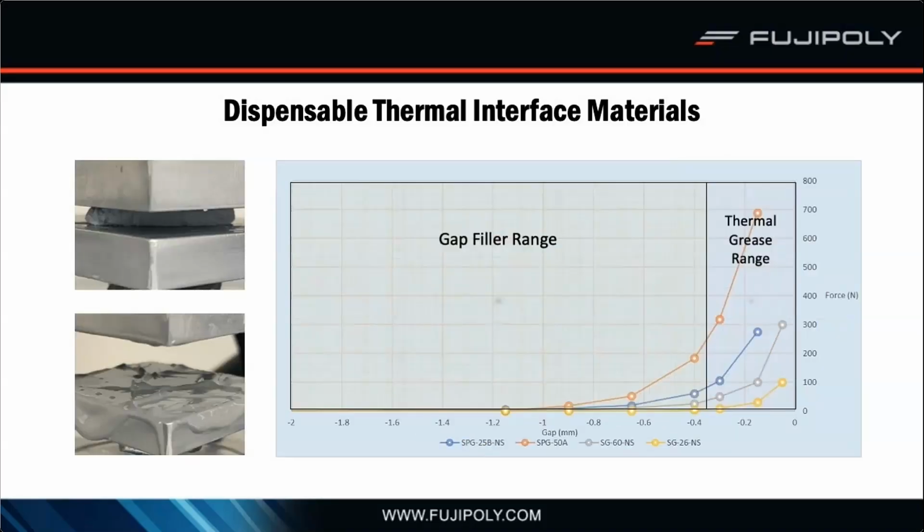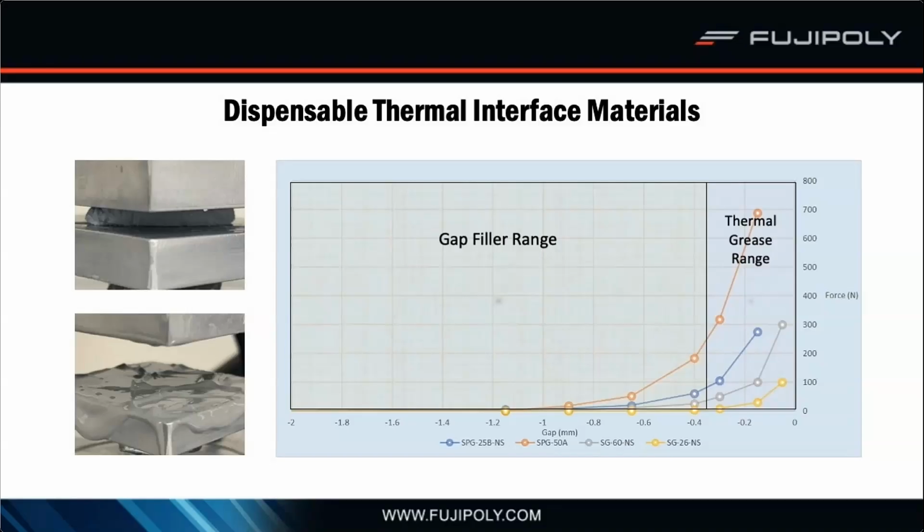On this chart, we can see the results from our original test. But this time, we've introduced two more materials. One is our SG60NS, the other is the SG26NS. Both of these are non-silicon thermal greases designed for thin bond line applications. And right away, you can see that the greases record little to no force, even as we go down below 0.2 millimeters gap. But just like gap fillers, we do see a dramatic increase as those fillers begin to compact. But 300 micron versus 150 is a significant difference in regard to thermal performance.